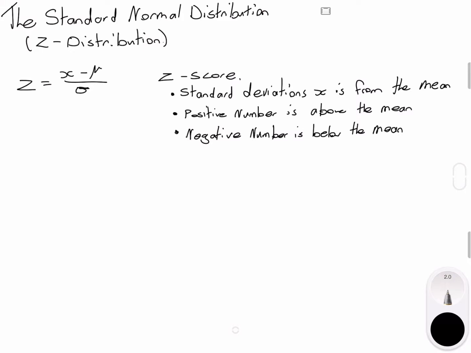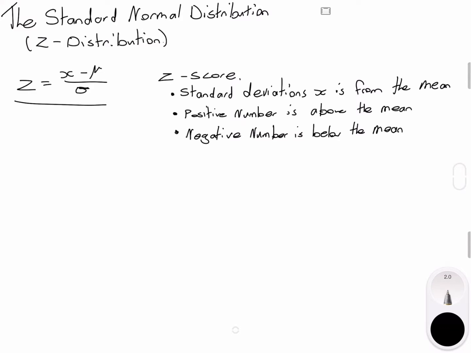Hey guys, welcome to this video on the standard normal distribution, and in this case we're going to be talking about the Z distribution. So what does this mean? Well, every normal X distribution can be transformed into the standard normal distribution or Z distribution using the transformation here, where Z is equal to our value of X minus the mean divided by the standard deviation.